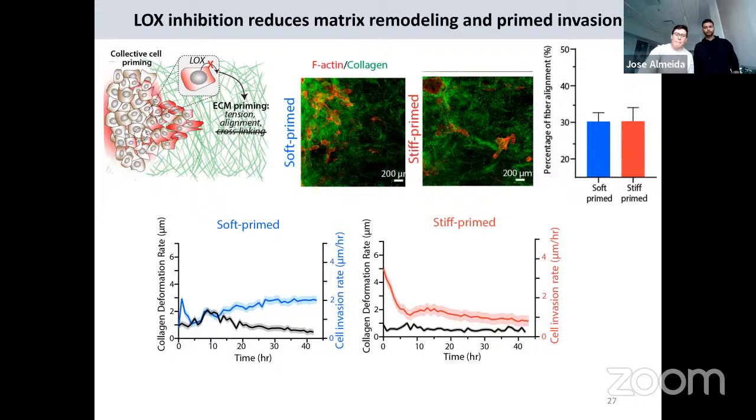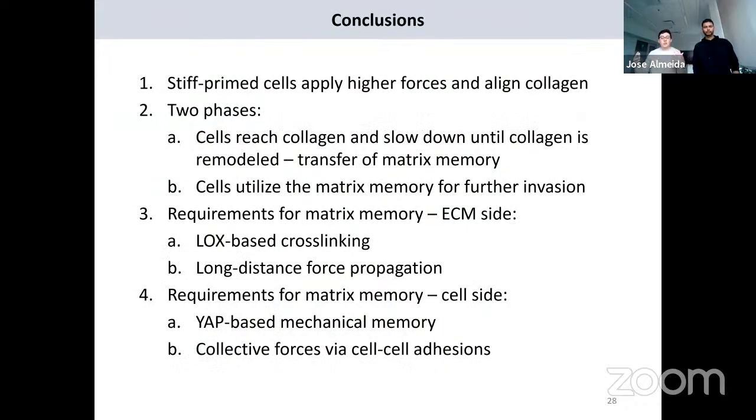And overall, these are the conclusions for the experimental model work: stiff-primed cells apply higher forces and align the collagen, but it's in two phases. The cells reach the collagen slowly. Then once they remodel the collagen, they essentially transfer the matrix memory. The cells then utilize this memory for their ability to invade further.